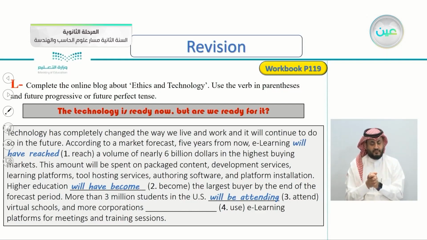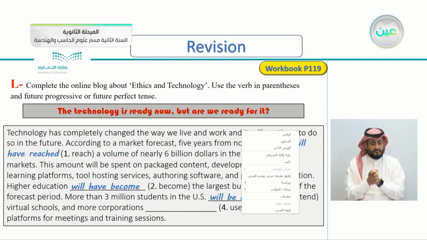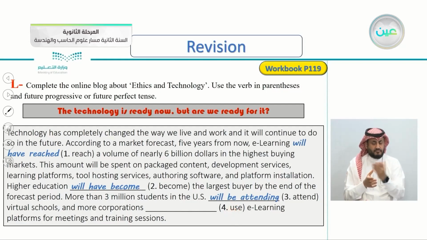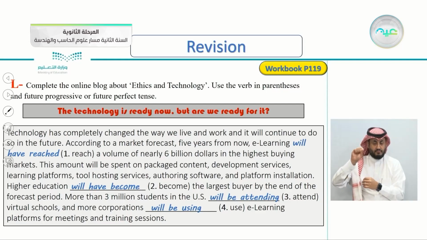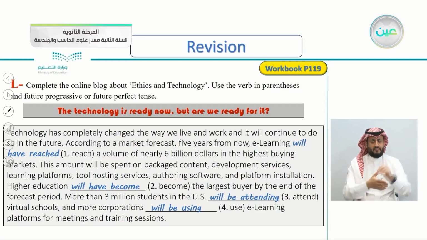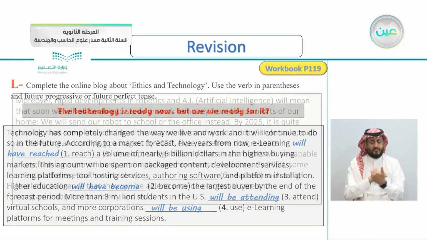corporations use e-learning platforms for the meeting and training sessions. So, more than 3 million students in the US will be attending virtual schools, and more corporations use e-learning platforms for the meeting and training sessions. So, number 4 here is use. So, what to write here? The verb here is use. And more corporations will be using. So it's the same thing. We're talking about something that will be in progress in the future. And more corporations will be using e-learning platforms for meetings and training sessions.